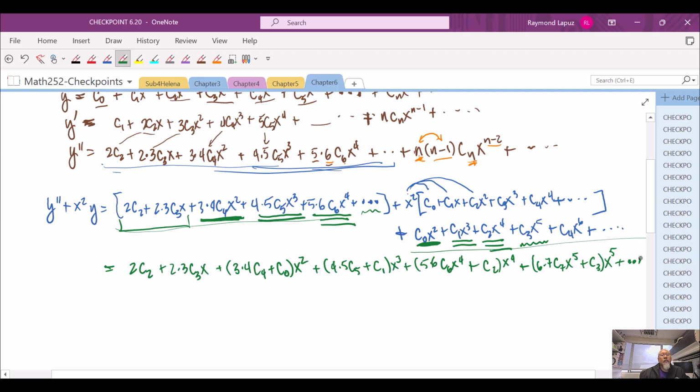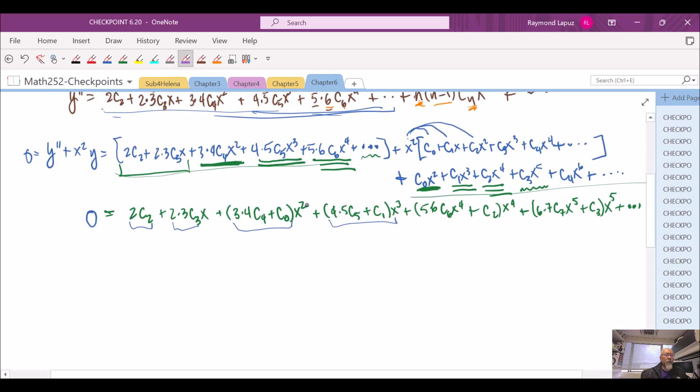Now remember that the original differential equation was set equal to 0, so this whole thing is set equal to 0. And when you have an infinite polynomial set equal to 0, you will let each of these terms equal 0 and then solve for that. As we do that, we hope to find a pattern, and that pattern is what will help us establish our relationship.